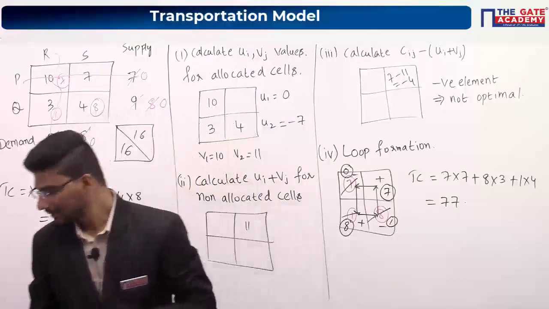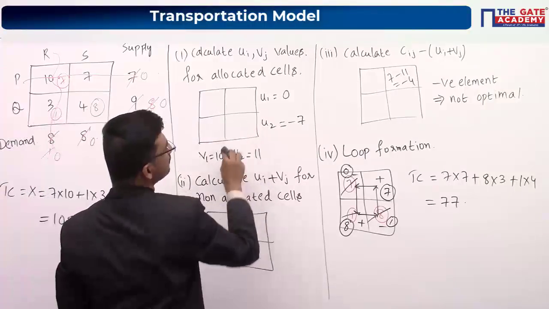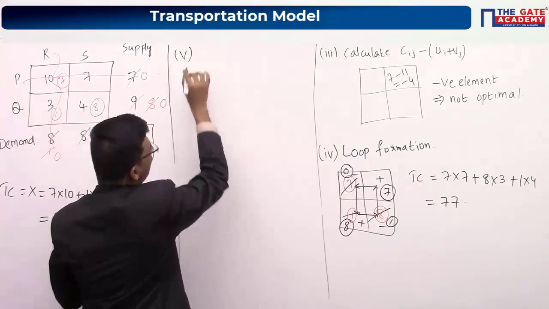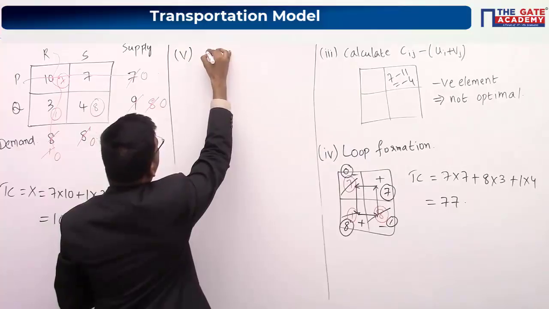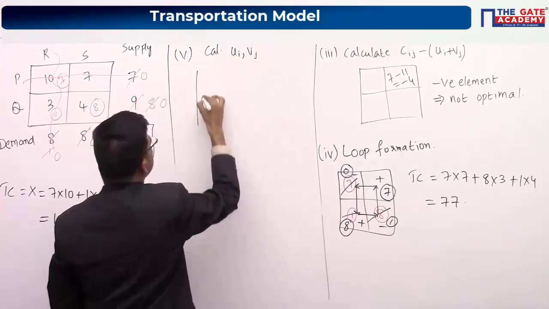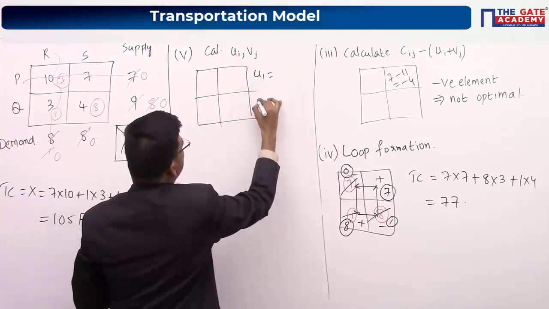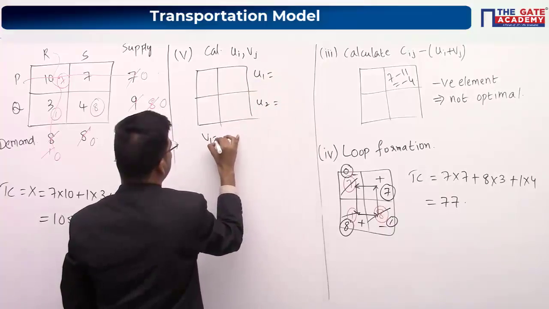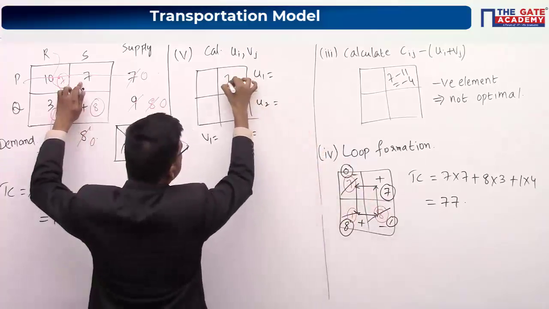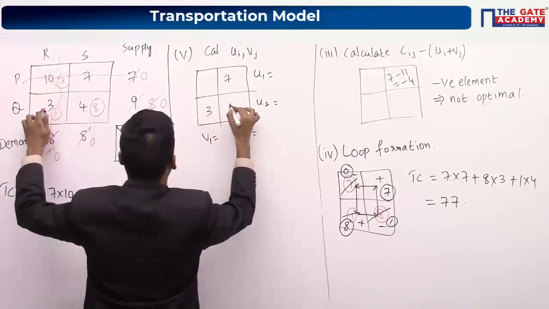Very good. So I am just repeating those 3 steps again. I am erasing this part. So let us say it is step 5. Again you have to calculate ui, vj values: u1, u2, v1, v2, right? So take down the cost values in the allocated cells: 7, 3 and 4.